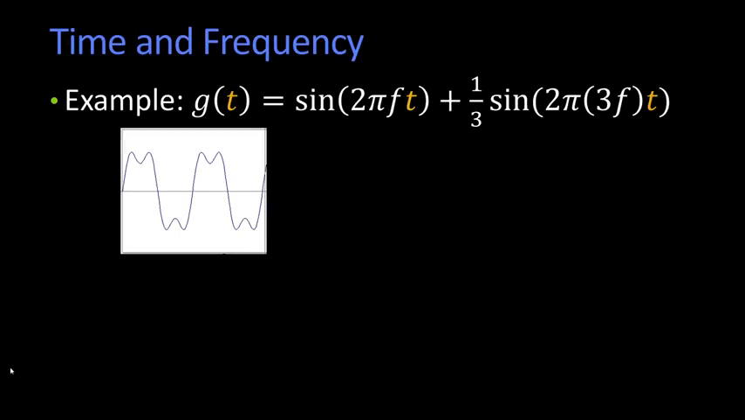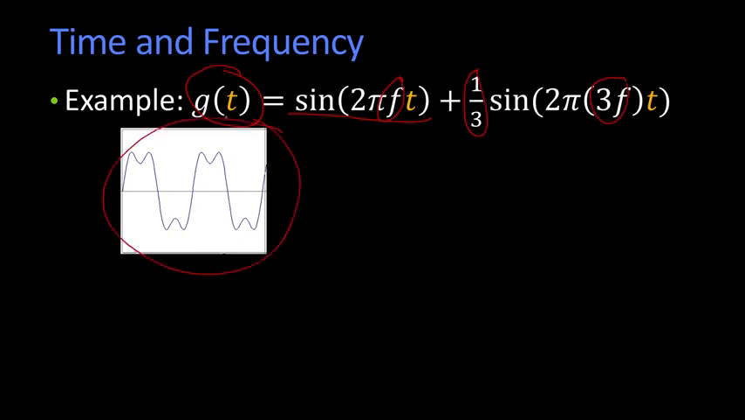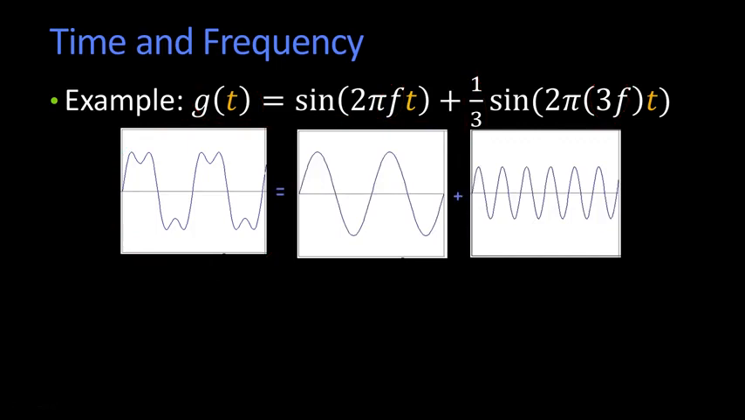So here I have a signal, g of t, that's made up of 2 parts. It's got a sinusoid of some frequency f, and then another sinusoid of 3f, but it's been scaled to make a third. So that's this signal here, and you can write that as just the sum of these 2 sinusoids. After all, that's what this equation says.